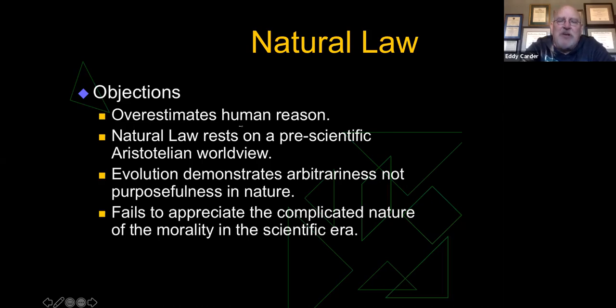Next thing, evolution demonstrates arbitrariness, not purposefulness in nature. Natural law theory says there is purpose in nature, there is design in nature, there is a direction in nature. Sexuality leads to conception. Conception leads to the emergence of an embryo. An embryo leads to the emergence of a fetus. A fetus leads to the emergence of a child. And so the natural processes continue on. However, that is somewhat questionable in that there's also what is called dysteleology in the created order, or disorder in the created order. So natural law theory doesn't really take that into consideration.